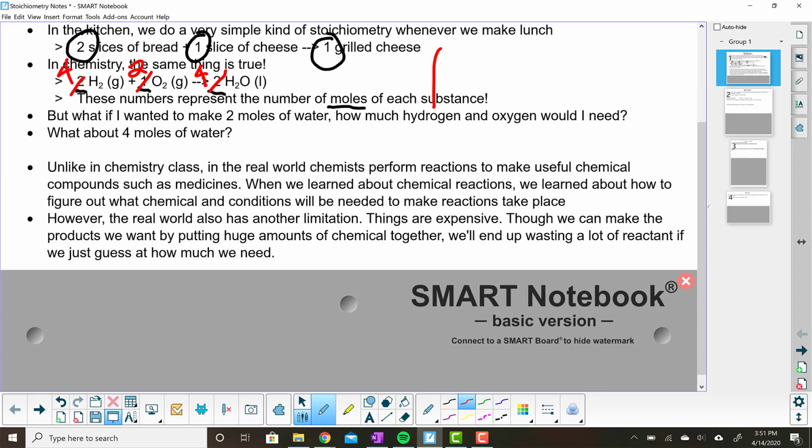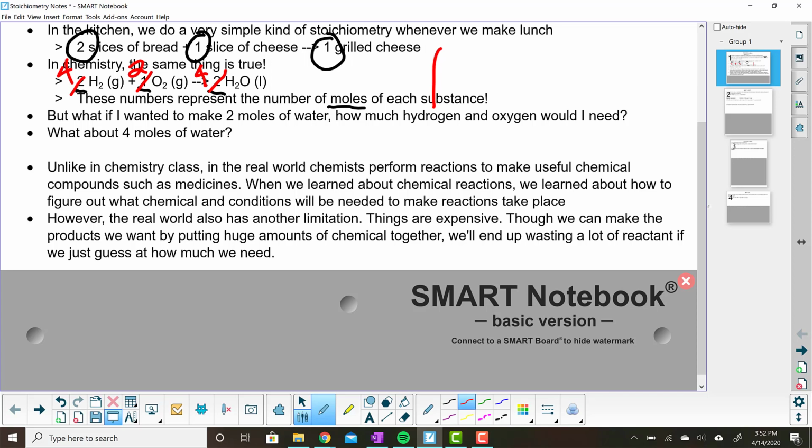In the real world, chemists use reactions to make medicine, right? To make products that we use: shampoo, conditioner, soap, germ-x. I can't even go into so many things are made by chemists. And when we learned about chemical reactions, we learned how to figure out what chemicals and conditions would be needed to make those reactions take place.